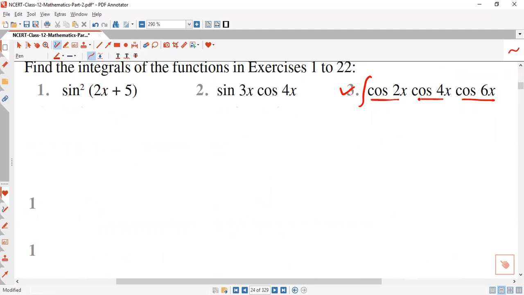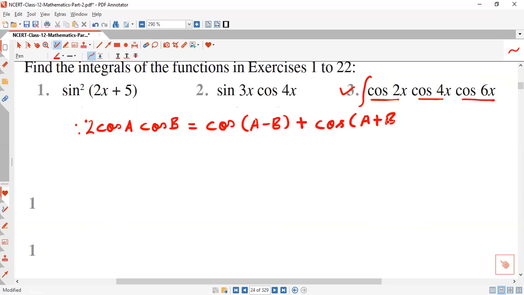So here we will apply the cos A cos B formula: twice of cos A cos B equals cos(A minus B) plus cos(A plus B). We will apply this formula. See, this formula is applied on 2 functions only. So first we apply the formula on cos 2x and cos 4x. First we will simplify the functions and then we will do the integrations.